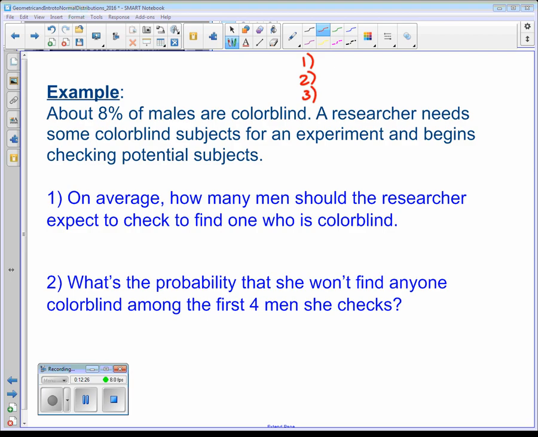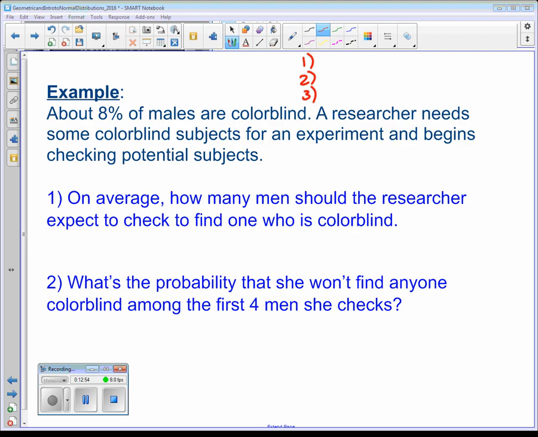So I'm going to check these 3 conditions. First one is independent. Now, we have to be careful with this one. Are the trials independent? When would they not be in this case? Family, because colorblindness is a hereditary situation. So it's possible that if I find one colorblind person, I could test everyone in their family and they could be colorblind as well. So I have to be careful.